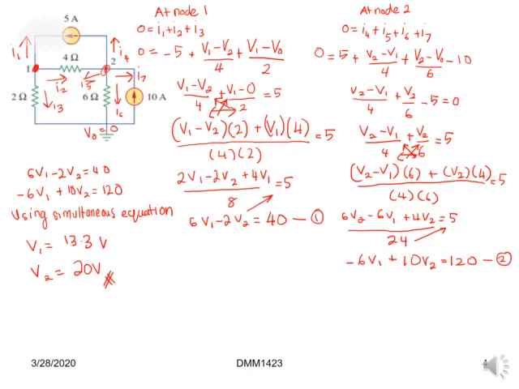For A1, which represents V1, it is 6. Then B1, according to our equation, is negative 2, and C1 is equal to 40. Meanwhile, for A2, based on our second equation, it is negative 6, B2 is 10, and C2 is 120.